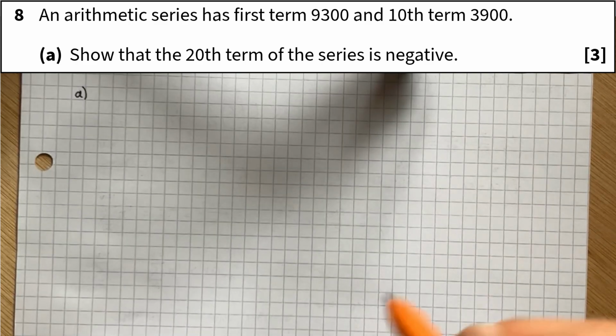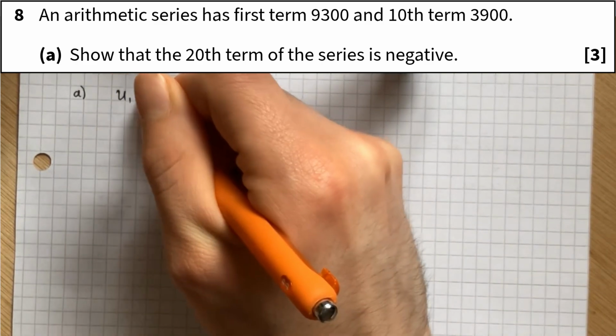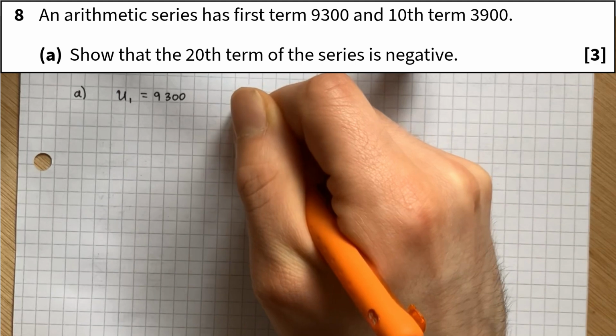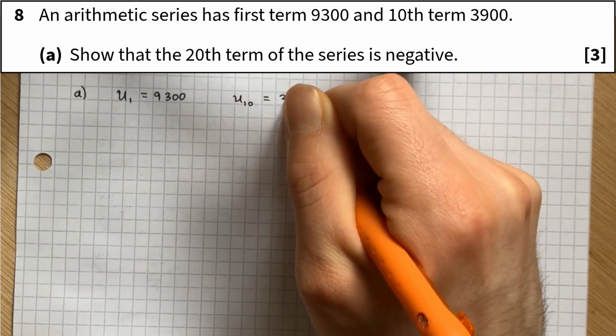In this sequences question, we're given the first term, which is 9,300. I'm going to call that U1. The 10th term is 3,900. I'm going to call that U10.